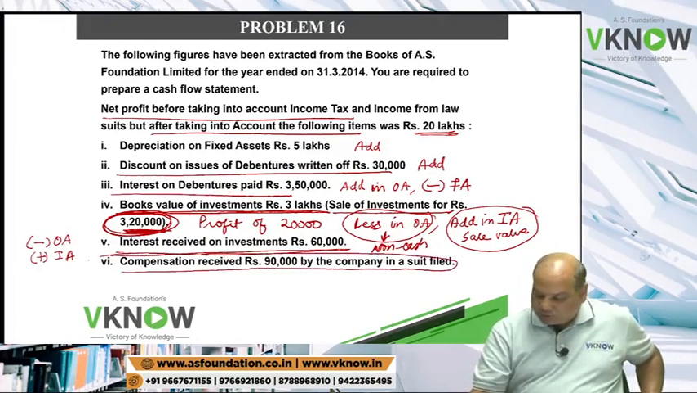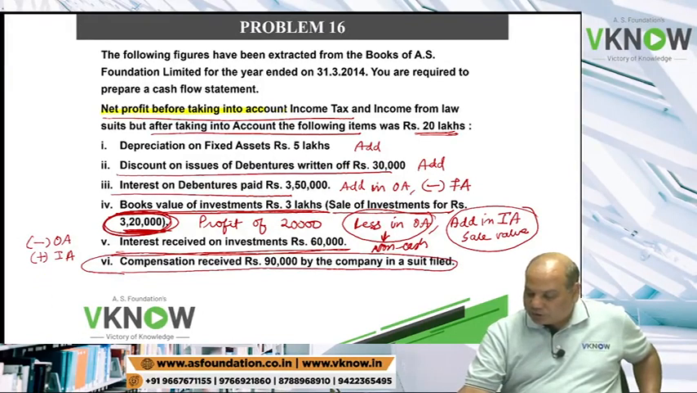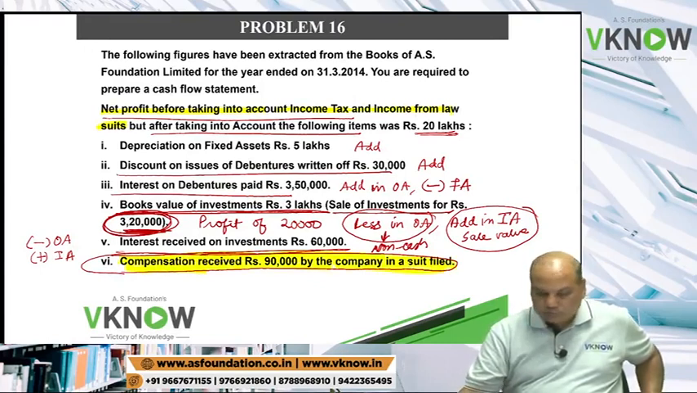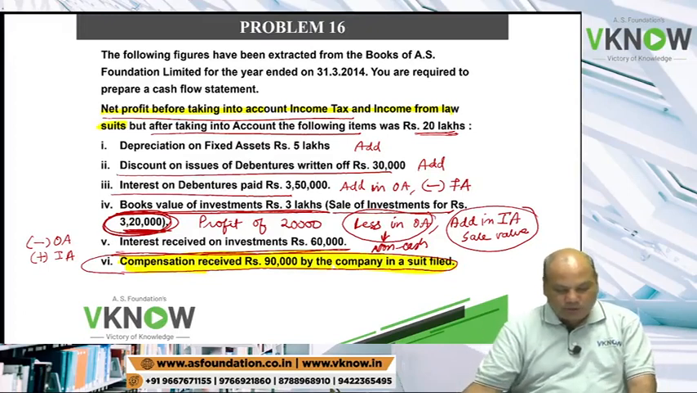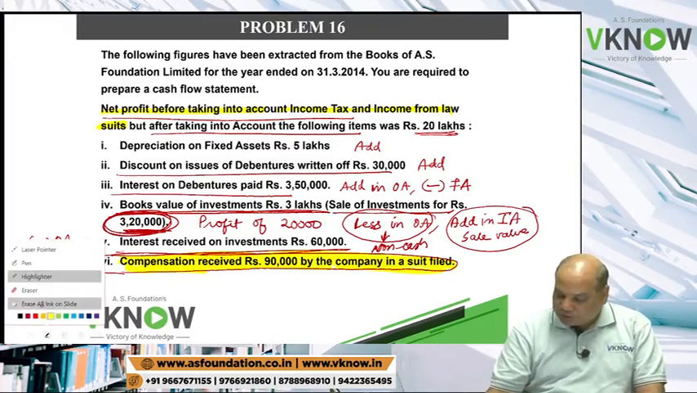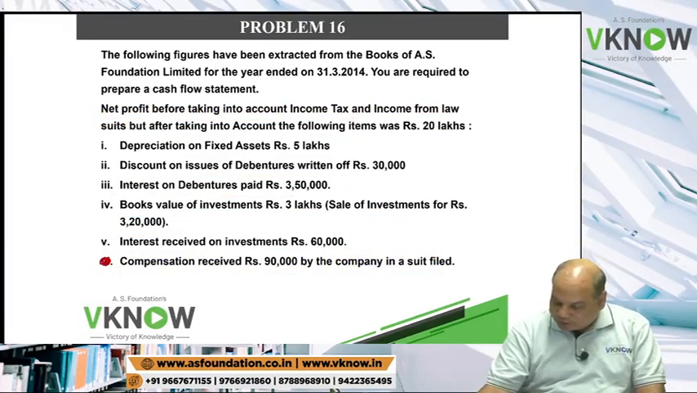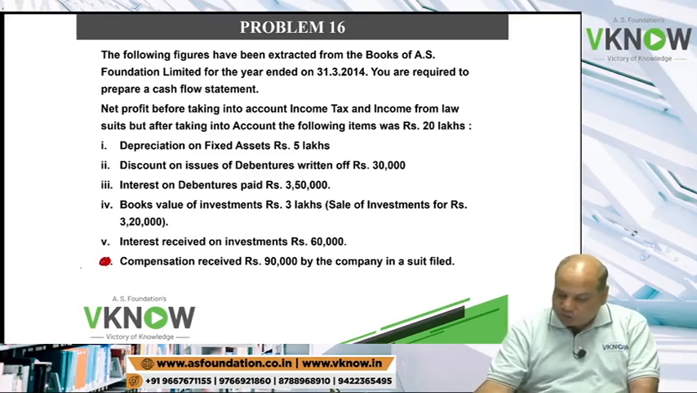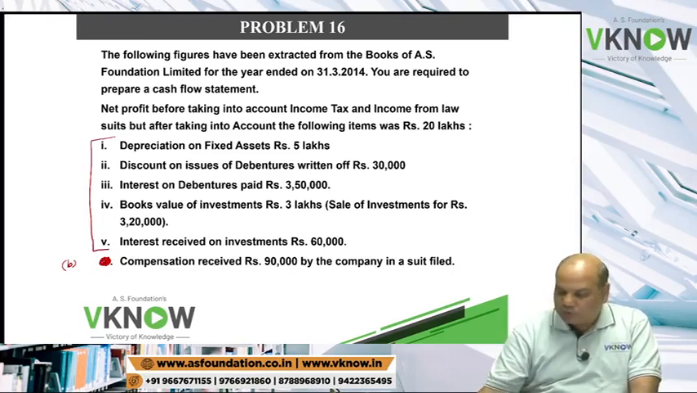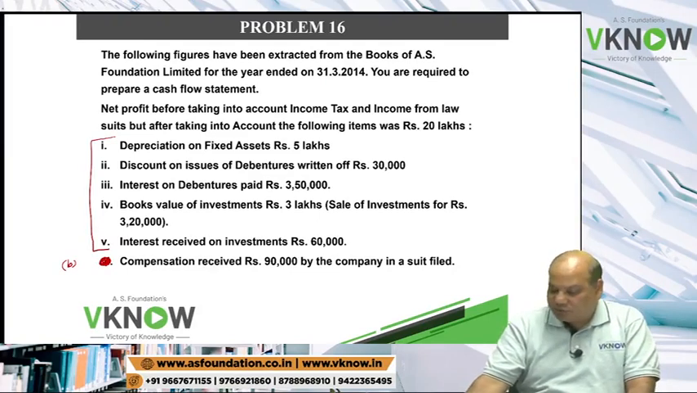Compensation received of rupees 90,000 by the company in a suit filed. Now the question above says net profit before taking into account income tax and income from lawsuit. So this is not included in the profit figure. In fact, they should have given this as a separate point. So instead of writing here point number 6, this should have been point number B so that there was no confusion. So this is what is to be adjusted in adjustment.